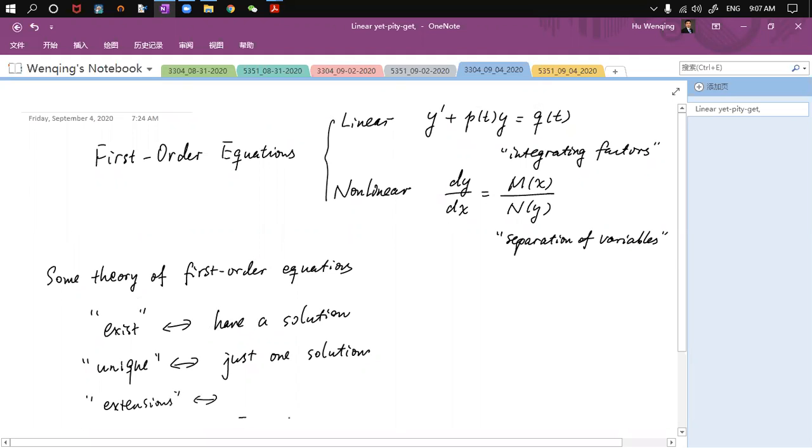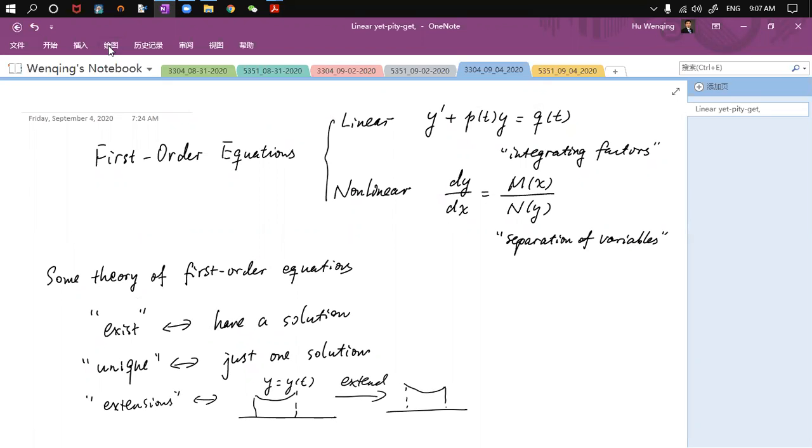Extensions mean that, for example, you have a solution on one interval, y equal to y(t). Now you want to extend this solution to a larger one, which preserves the original solution but becomes larger. So you extend it to the outside of that region, and you want to consider the solution on a much larger interval, let's say I0 and I1. So you want to extend your solution.